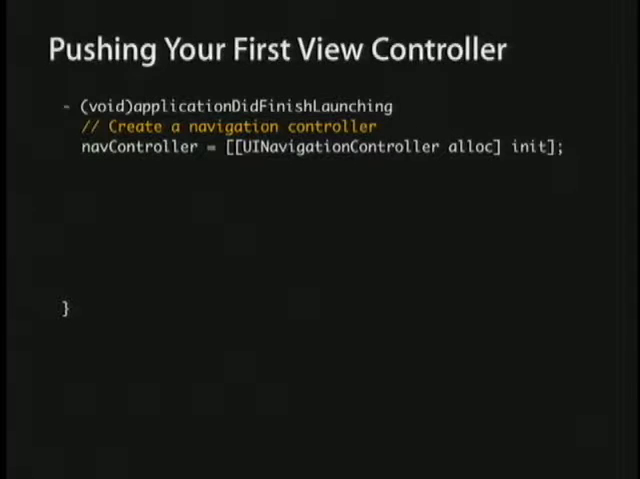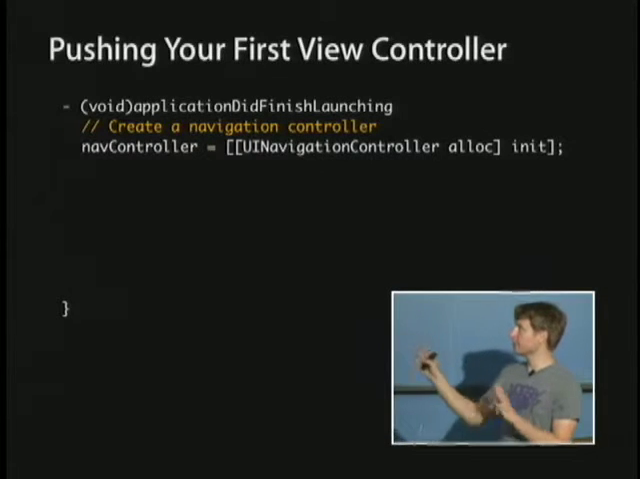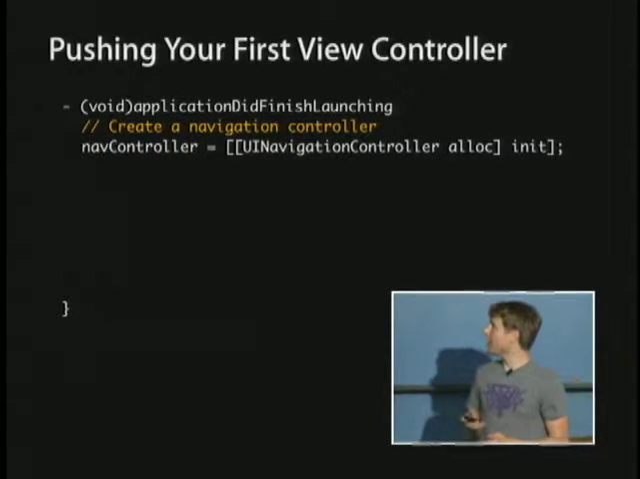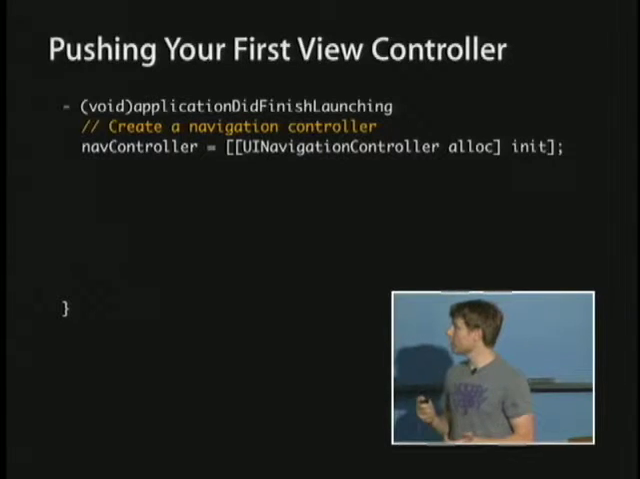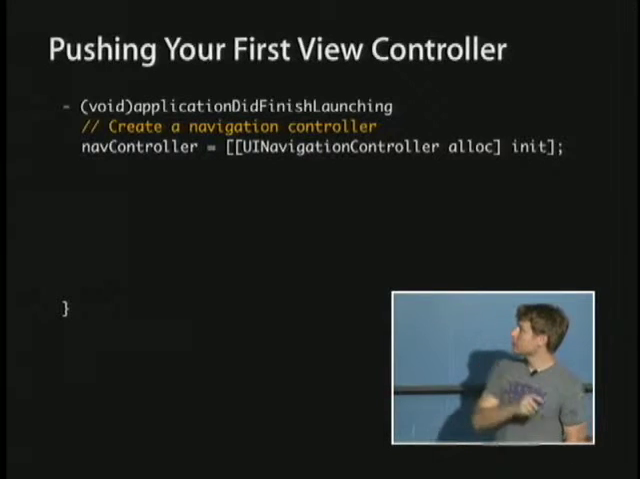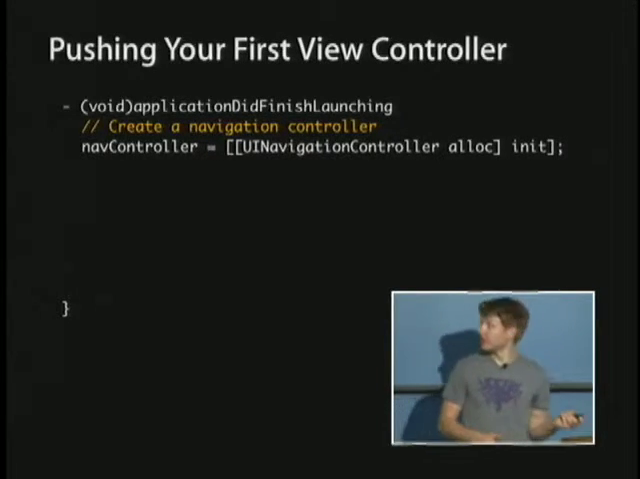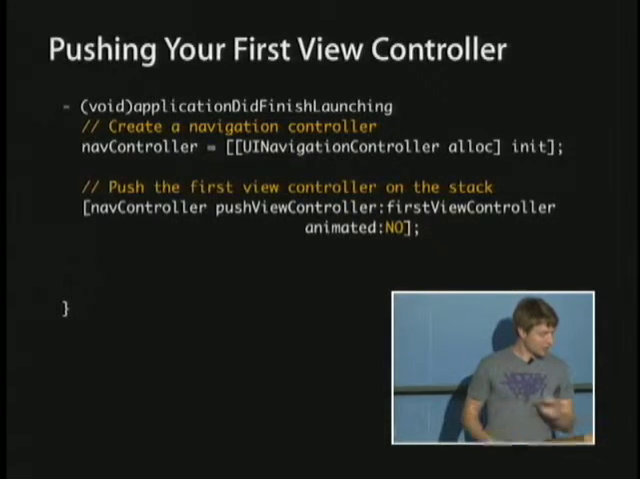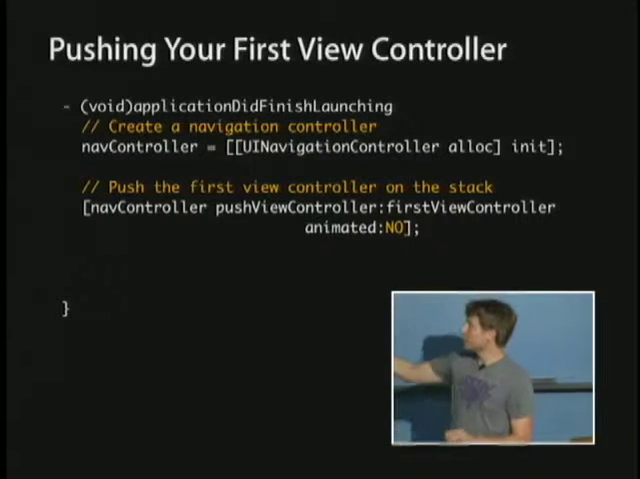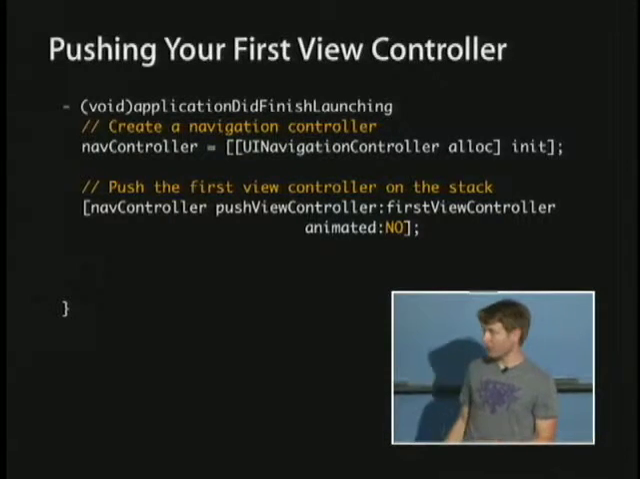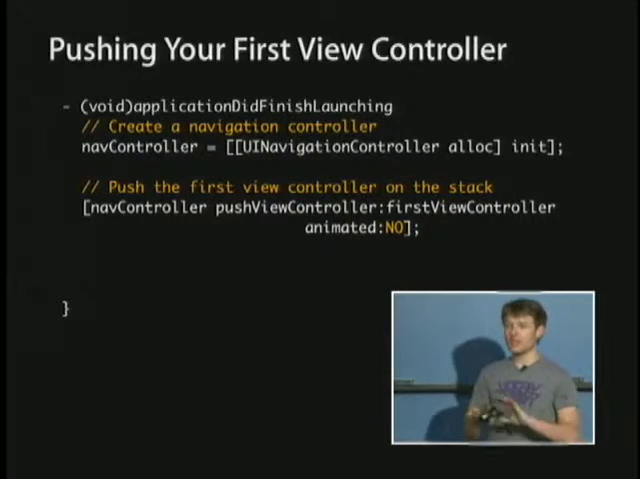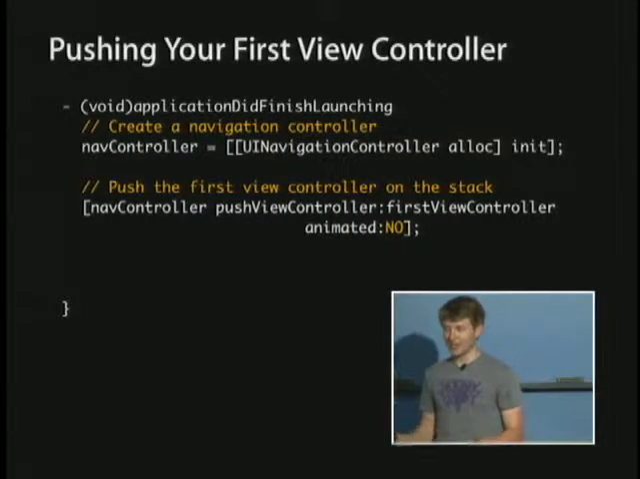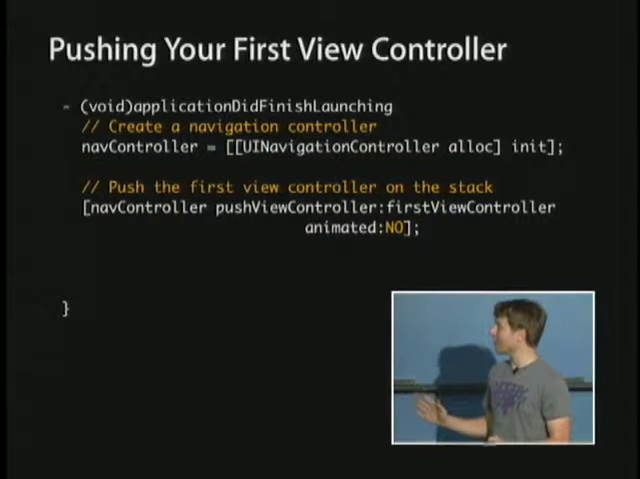There are a lot of cases where you'll have the nav controller in your main window nib. But here, just to be completely clear about what's going on, we're going to allocate and init a UI navigation controller. And we're going to push the first view controller. So presumably we've created this first view controller object already. It's probably a UI view controller subclass where it knows what it's supposed to display, whether it's a button or a table view or whatever.